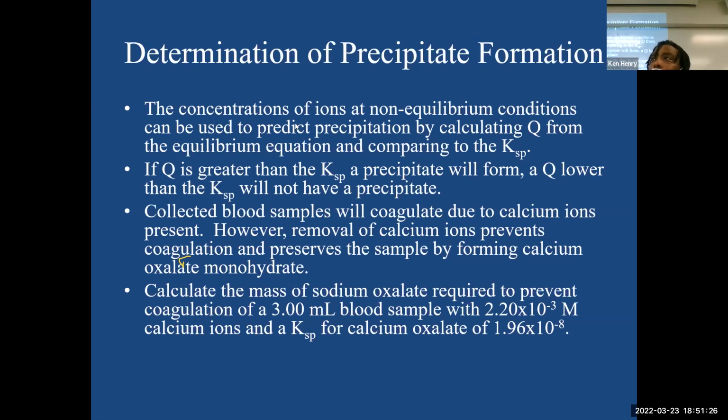Okay, so determine the concentration of ions at non-equilibrium conditions. Determination of precipitate formation: the concentration of ions at non-equilibrium conditions can be used to predict precipitate formation by calculating Q from the equilibrium equation and comparing it to the KSP. If Q is greater than the KSP, a precipitate will form. If Q is less than the KSP, then a precipitate won't form. And that makes sense, right?